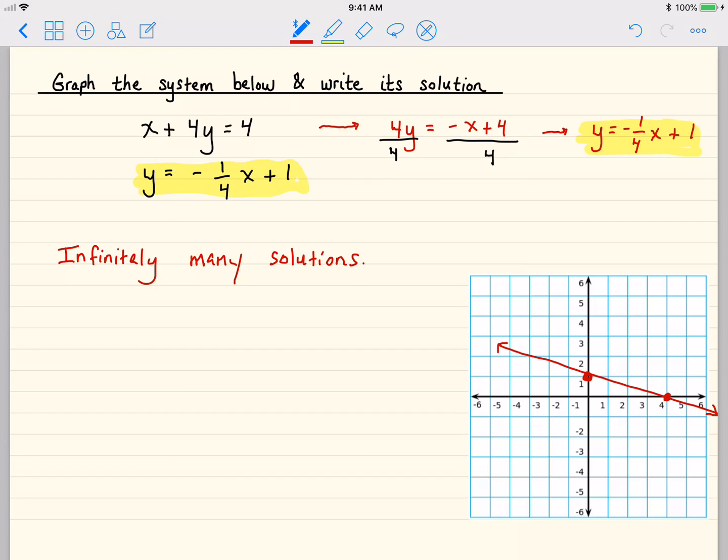So in this particular case, you don't have a second line to draw because they're identical to each other. And so that means that we have infinitely many solutions for this system.